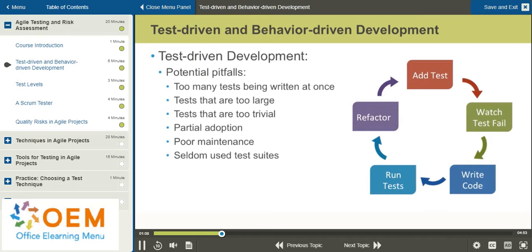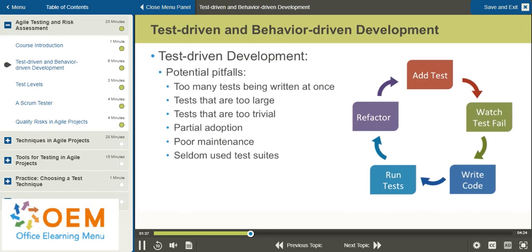Some of the potential pitfalls around test-driven development are too many tests being written at once. So if we try to think about all of the functionality we're trying to build and write all of the tests that we can think of all at the same time, we may be writing too many tests and trying to approach and solve too many problems at the same time. It's best to focus on one function that you're trying to build at a time, write a single test first for it, and then make that test pass and then write the next test, etc.